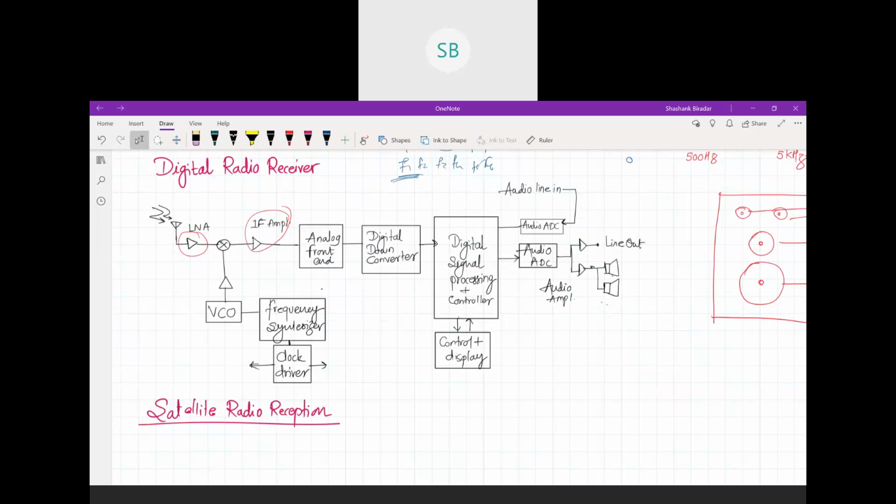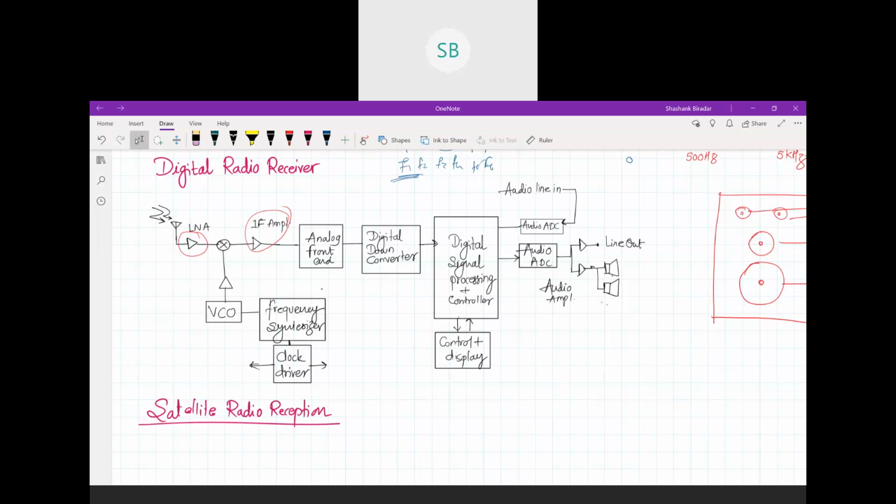Okay, the same thing is used for satellite radio reception. Satellite radio is a radio broadcasting service from the satellite. The satellite is broadcasting signals nationwide, which covers a larger geographical area, because terrestrial broadcasting has a limitation. Up to a certain distance it can cover the area, but satellite signals can cover a larger geographical area.